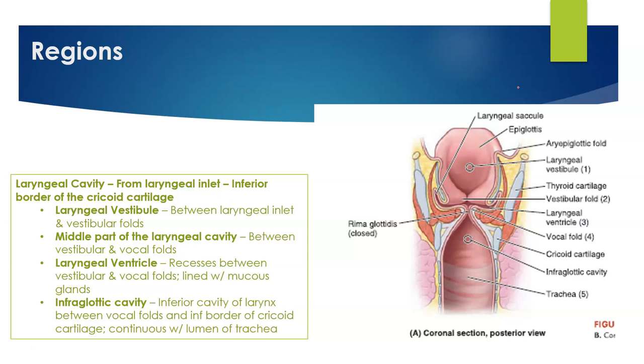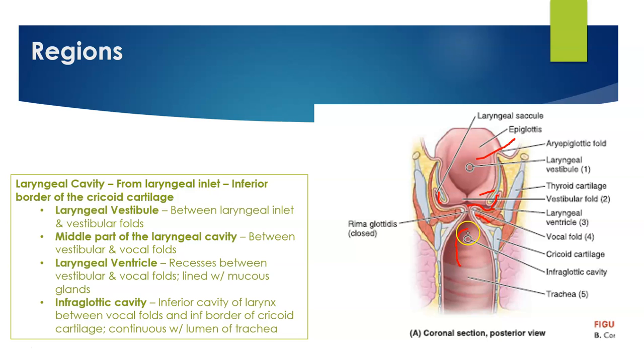The regions of the laryngeal cavity are the vestibule, seen here. You have a middle portion that is the central cavity between the vestibular folds and the vocal folds. You have a ventricle that is the area between the vestibular and the vocal folds that extends laterally. And on this lateral side, you have the saccules that contain mucus glands for secretion.